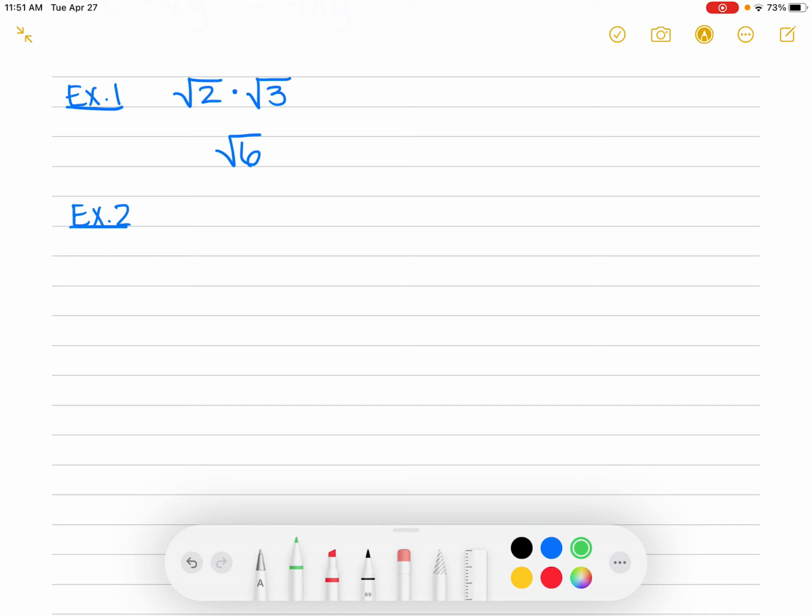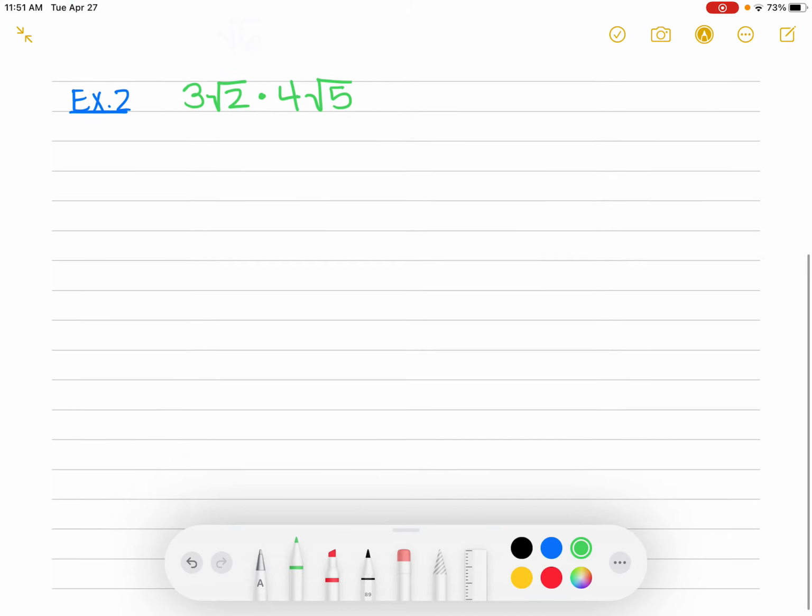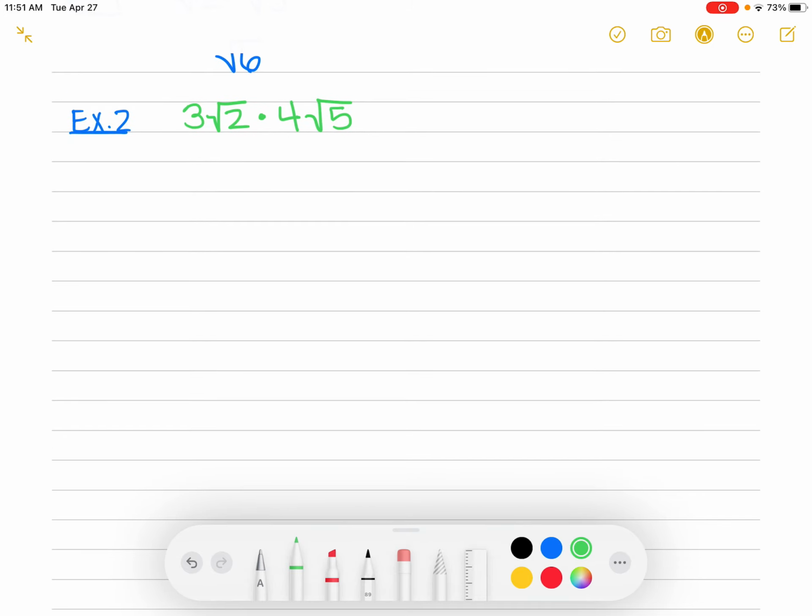Okay, so example 2, I'm going to switch colors. We have 3 times the square root of 2 times 4 times the square root of 5. When you're multiplying these where you have numbers in the front, you're just going to multiply the two numbers together. So 3 times 4 is 12. And then you're going to do the radicals, or the square roots, by themselves. So 2 times 5 is 10. Okay, and that's it. So we're multiplying the coefficients, the first numbers, together, and then the numbers underneath the radical sign. So this is your answer for example 2.